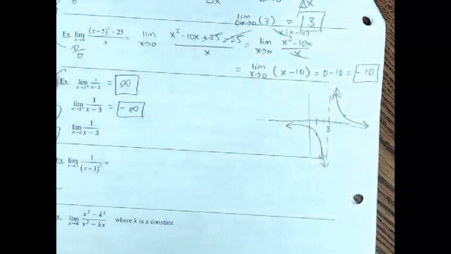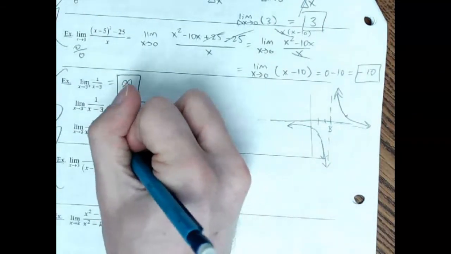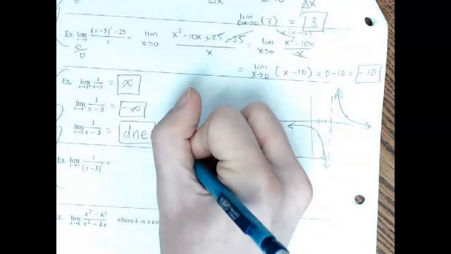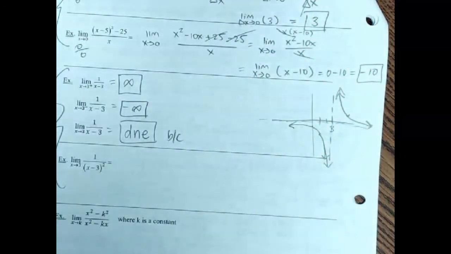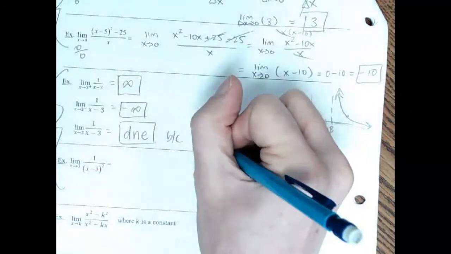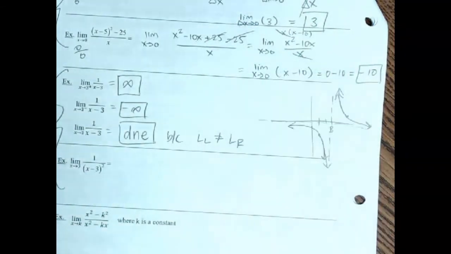So the limit from the right and the limit from the left are different. That means this overall limit does not exist. And your reason why, I would always, always, always encourage you to write your justification. Your reason why is because your limit from the left doesn't equal your limit from the right. Because of the asymptote, one side goes up, the other side goes down. That asymptote kind of messes stuff up.